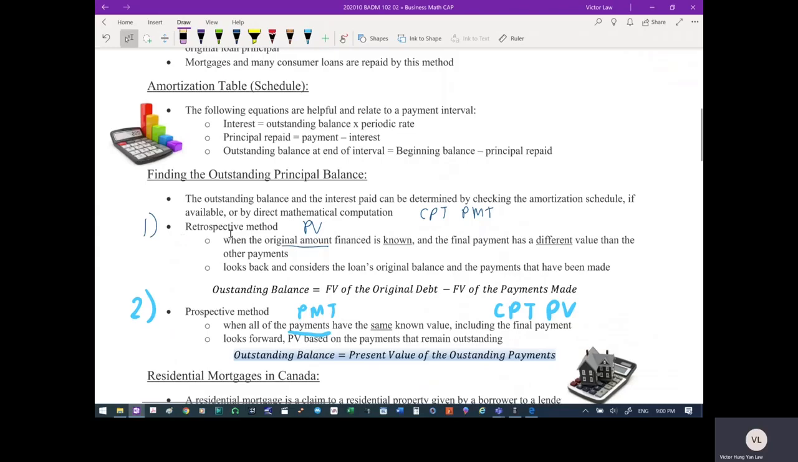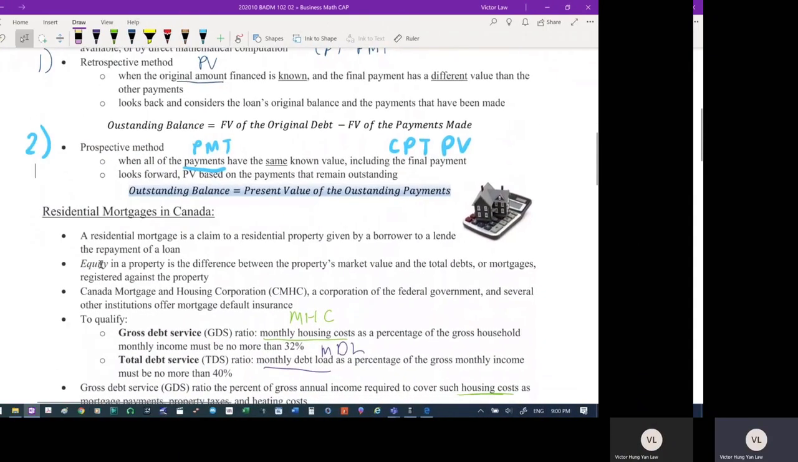And the first method is more common because when we borrow money from the bank, when we get a mortgage, we know exactly how much money we're borrowing. This is your PV. We know exactly how much money we're borrowing from the bank, and then we just compute our monthly mortgage payments.